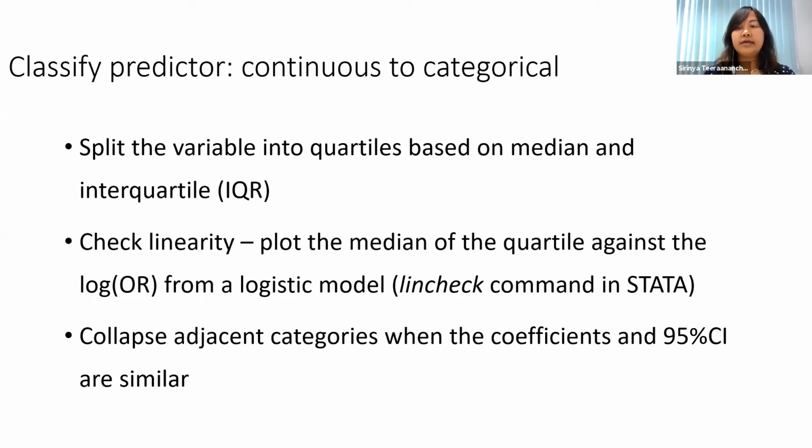And the last thing is to collapse variable groups when the coefficient or odds ratio or hazard ratio, depending on the model that you use, is similar between groups. You can collapse them together. And also maybe you have to check whether the coefficients and 95% confidence intervals are quite similar. You can collapse them together.